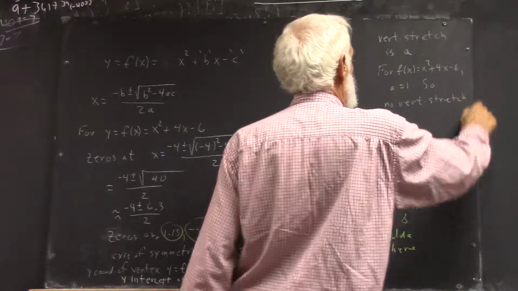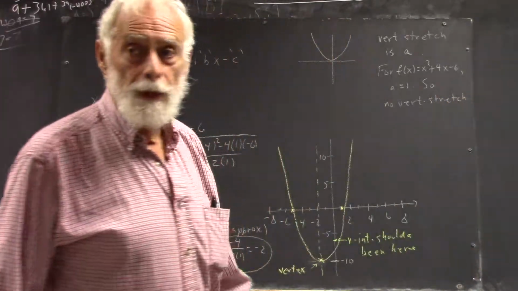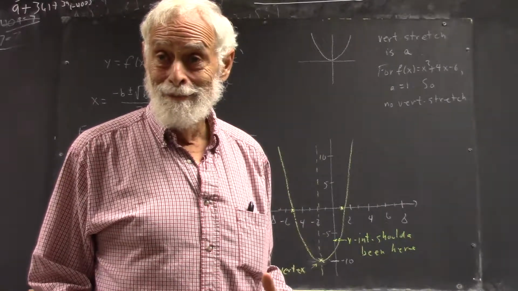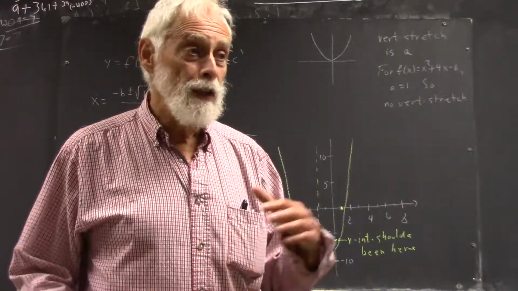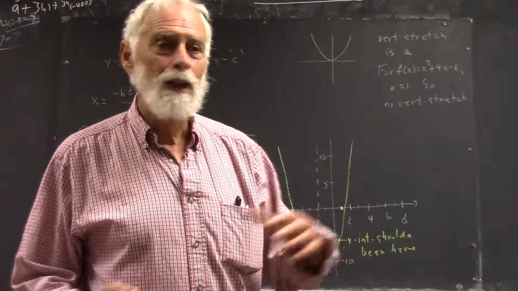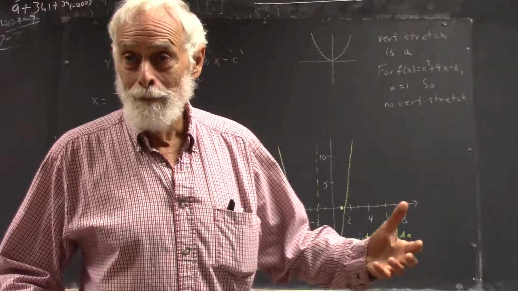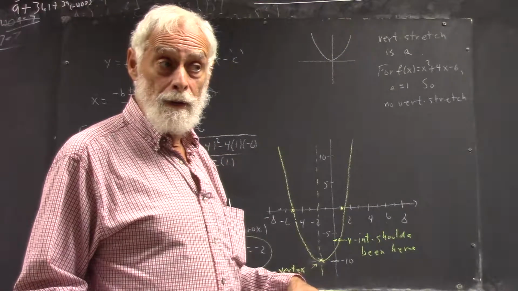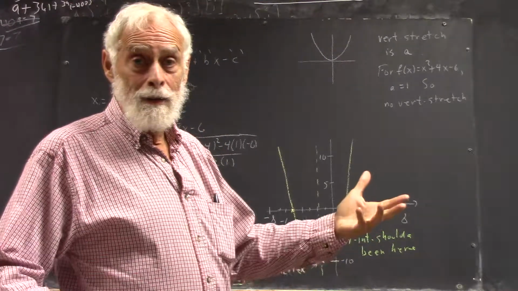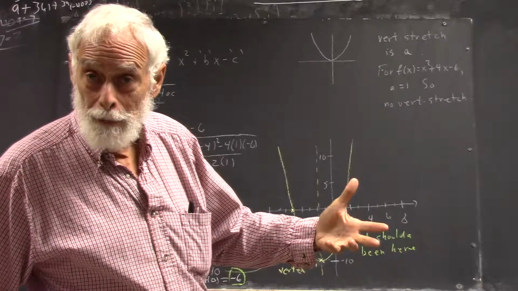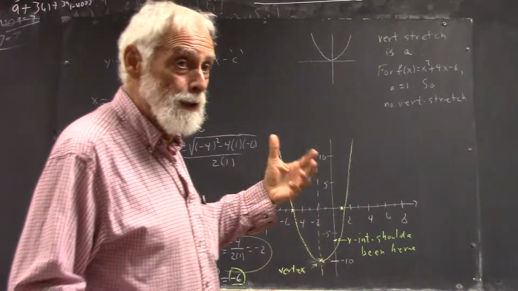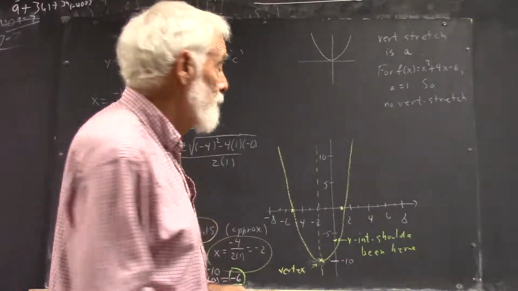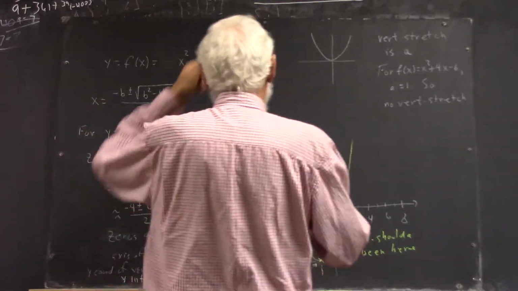There's no vertical stretch because vertical stretch means you move everything 1 times as far from the x-axis. What's 1 times anything? It's the same thing, right? So for any point on this graph, the vertical stretch doesn't take it anywhere. You multiply its distance from the x-axis by 1 and you get the same distance.